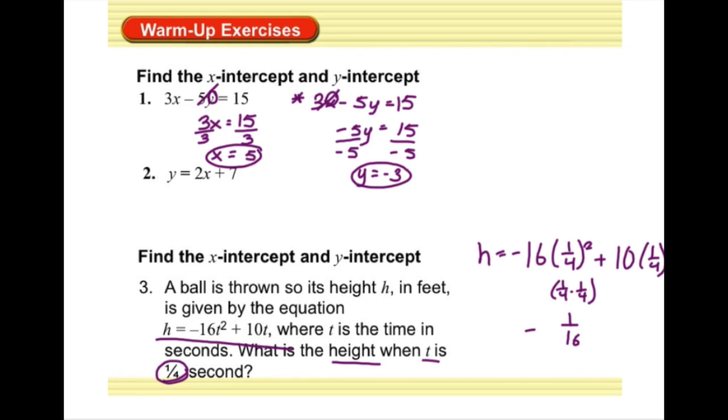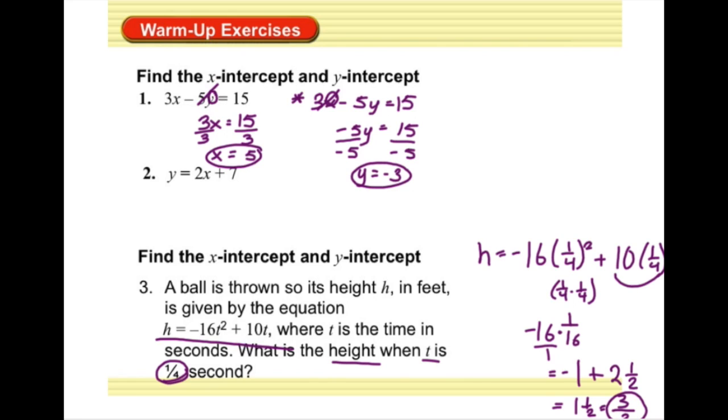So now I have negative 16 times 1/16. Hopefully you take a look at this and you recognize, well, if negative 16 over 1 times 1 over 16, this is just going to equal negative 1. Plus 10 times 1/4 is 10 divided by 4, really, which would be 2.5. So negative 1 plus 2.5 is 1.5, or 3/2.